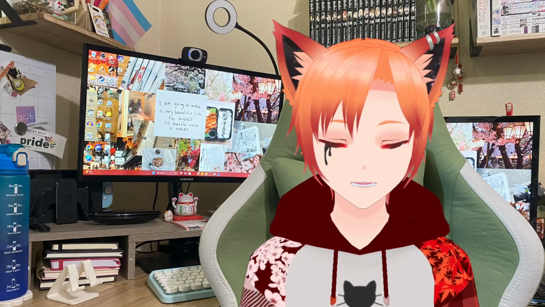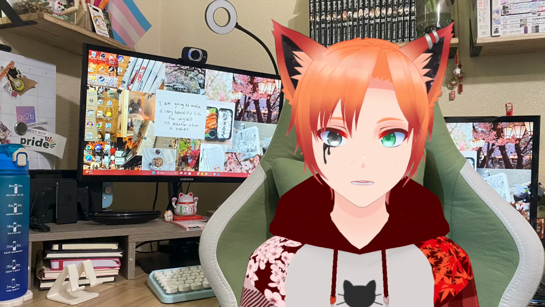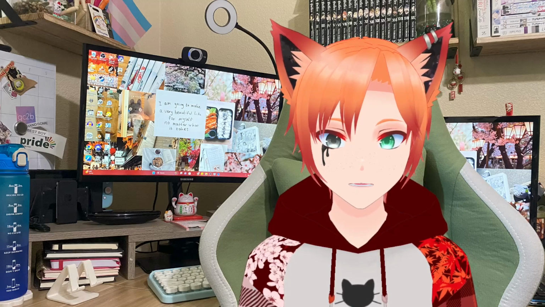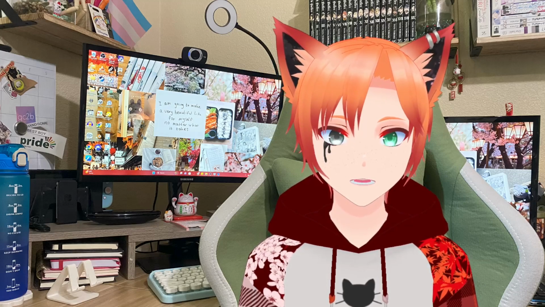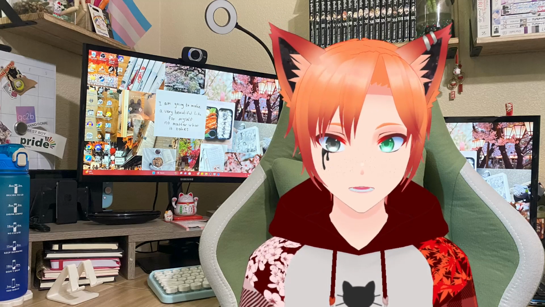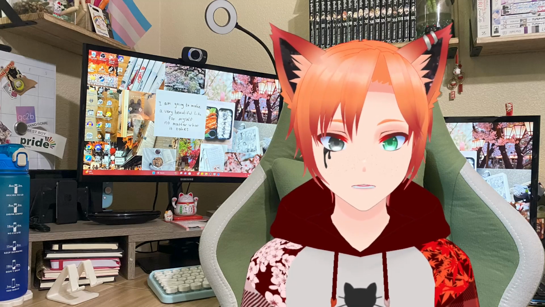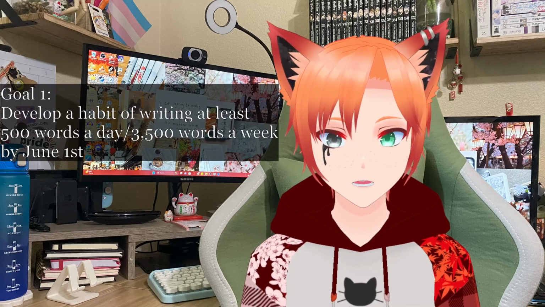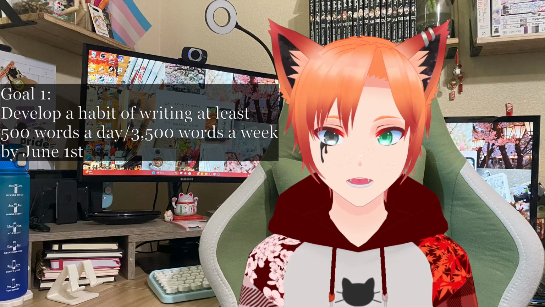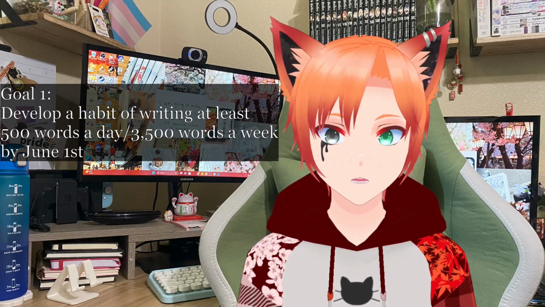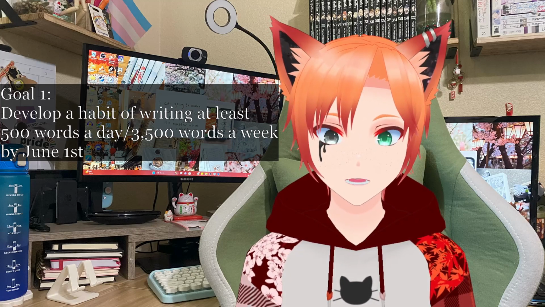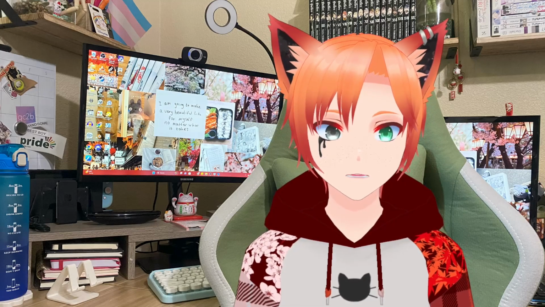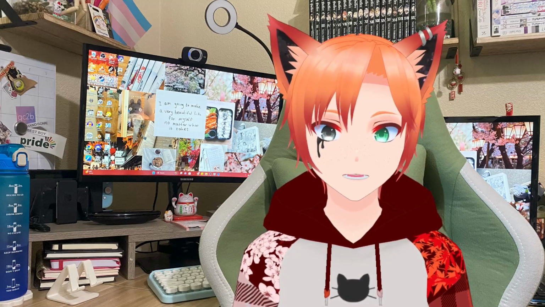The way that I set these up is I usually start by considering what I want to accomplish overall, and then determining whether it's actually something I can reach. And then from there, I figure out what steps I need to take to make it happen, and then plan and schedule things accordingly. So my first goal is one of the word count bound goals that I mentioned earlier. My goal is to develop a habit of writing at least 500 words a day or 3,500 words a week by June 1st. Now that I have this written out, we can look at it with the criteria that makes a SMART goal and see if it matches.